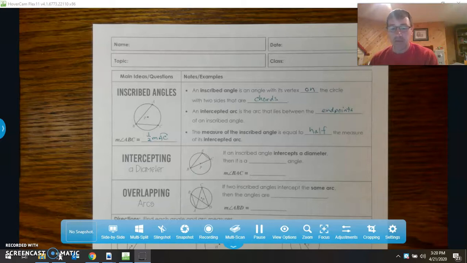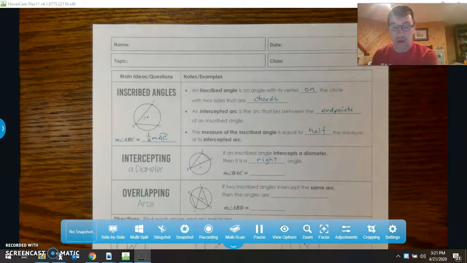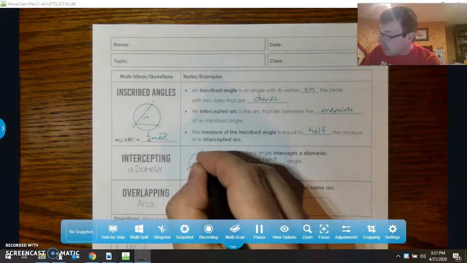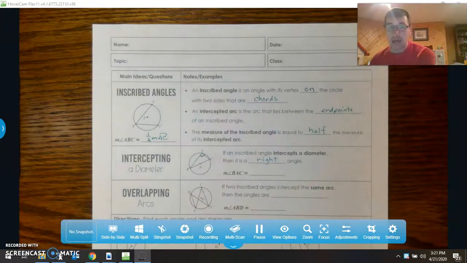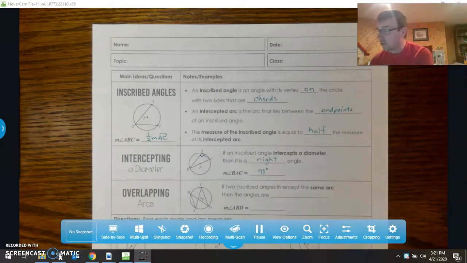Now, if an inscribed angle intercepts a diameter, remember a diameter is half the circle, then it is a right angle. Half of a circle is 180 degrees, so half of 180 would be 90. So that means angle A would be 90 degrees. The measure of angle BAC is 90 degrees.